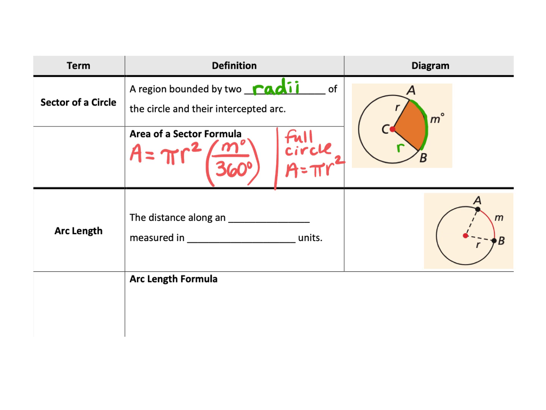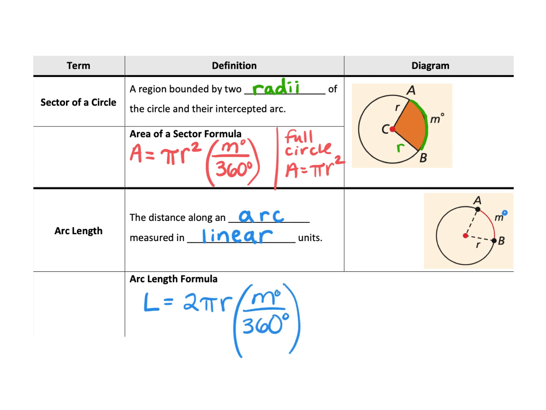Arc length is a fraction of the distance around the circle. So it's the distance along an arc measured in linear units. We're not talking about the degree measure of it, we're talking about its distance. The first thing we recognize is that it's related to circumference. The circumference is the distance around the full circle, and the equation is c equals 2 pi r. For an arc, which is a portion of the circumference, we take 2 pi r times the measure of the arc divided by 360. So maybe that's 20 degrees, and then we have that.